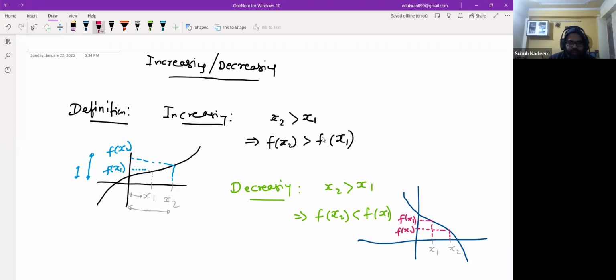So increasing means that if the input increases, output also increases. Decreasing means if the input increases, output decreases. It does not increase. So this is the definition of increasing and decreasing. So you can note it down.